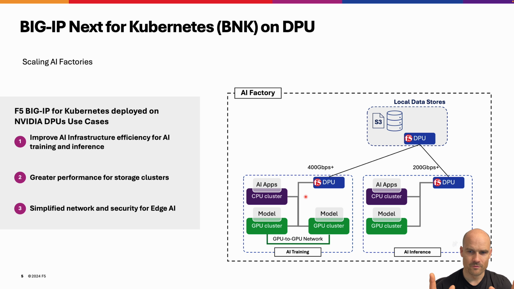We have better performances for the storage cluster, and you simplify the networking, okay, to make it simple in a few sentences. So as you can see here, my DPU is over there, DPU is over there, and here, and my BNK, BIG-IP Next for Kubernetes, is running directly in the DPU in order to be very close to the rest of my AI clusters, okay? And I have a different connectivity between them depending on the infrastructure. This is BNK.